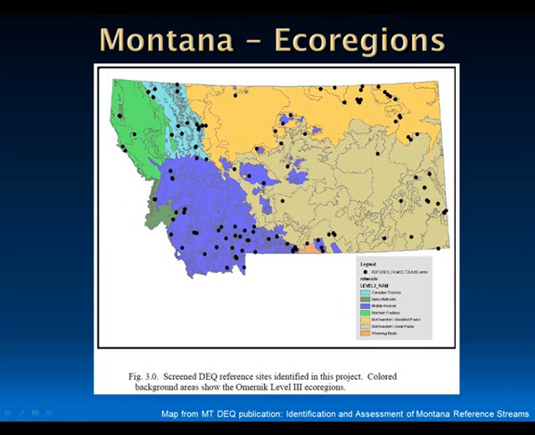Looking at Montana, for example, one way to think about this is in the form of ecoregions. So the Middle Rockies ecoregion here, we know the streams there are going to be very different from those in the northwestern glaciated plains. And so ecoregions, in this case level 3 ecoregions, are based on geology, climate, and vegetation. And these black dots represent the Montana Department of Environmental Quality's network of reference sites. So this is one way to think about nesting reference sites within these ecoregions.